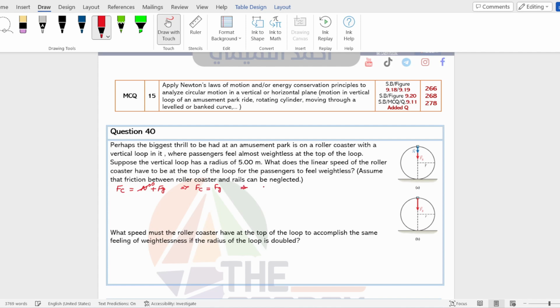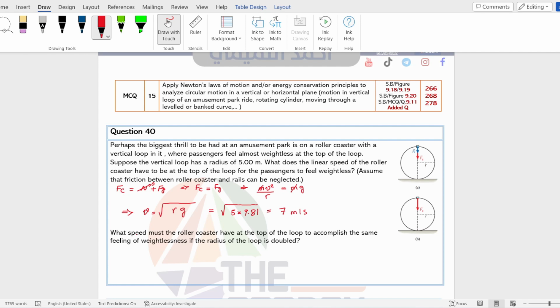What is Fc? Fc is equal to m v squared over r. And what is Fg? It's equal to m times g. Now cancel m by m. To find v, just multiply both sides by r, then take the square root of both sides to get v equal to the square root of r times g. So in this question we have r equal to 5 meters, so we plug in 5 times 9.81 to get 7 meters per second. Right.